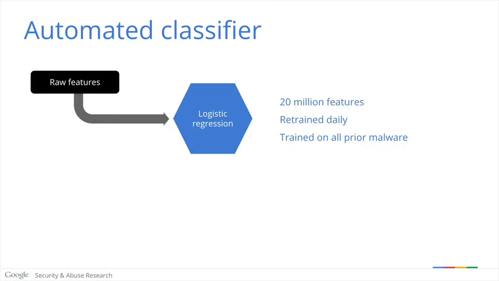And finally, in scoring, we have two classifiers. We have an automated classifier and a heuristic-based classifier. The automated classifier is built on top of a logistic regression model, which is trained on a daily basis. It's trained on all prior data in our system. And there are 20 million unique features. That may sound like a lot, but you have to remember that each IP address and domain name is considered a unique feature, so we have a large feature set because of that.